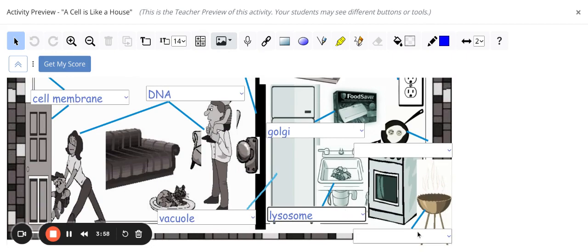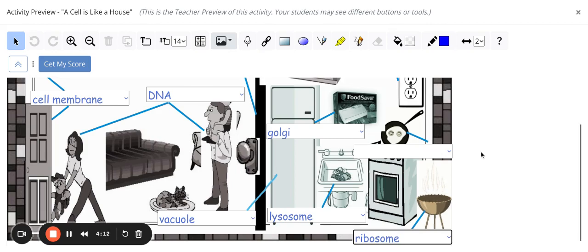So going over here to this grill. So typically what we put on a grill, we put meats on a grill. When we're talking about meat, we're talking about muscle tissue, we're talking about protein. So that acts like our ribosome, which are little protein factories.